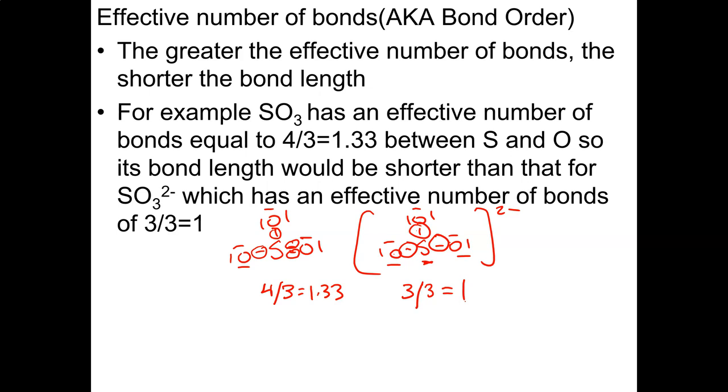So which one has a shorter bond length? The one that gives you a bigger effective number of bonds, or bond order. They're the same thing. This is bigger than this, so this is going to have a shorter bond length. So once again, the bigger the value when you do this math, the shorter the bond length.